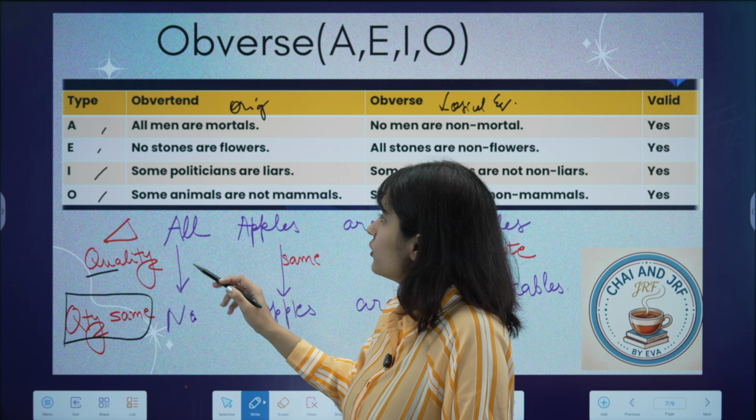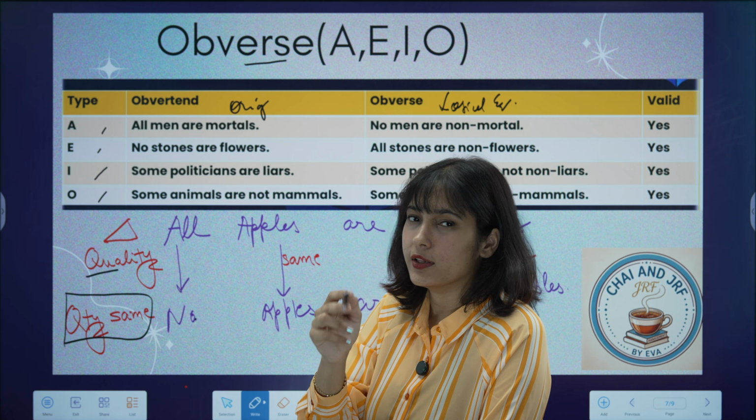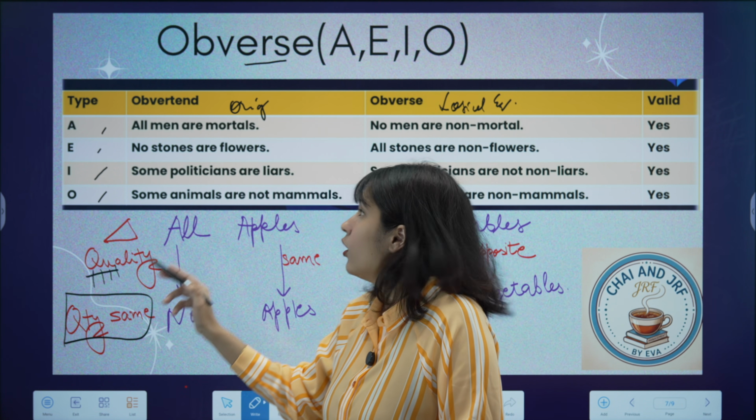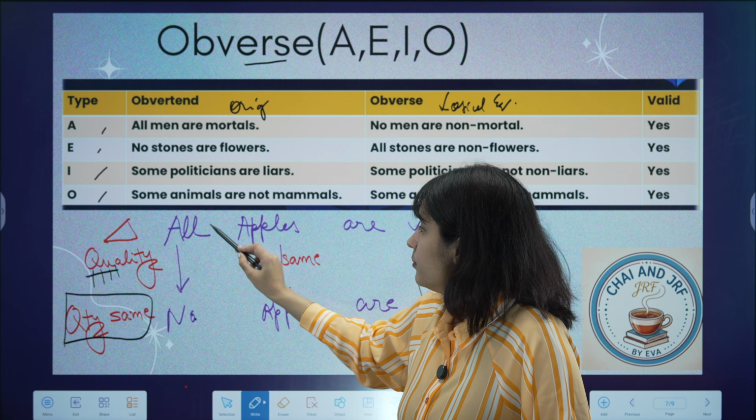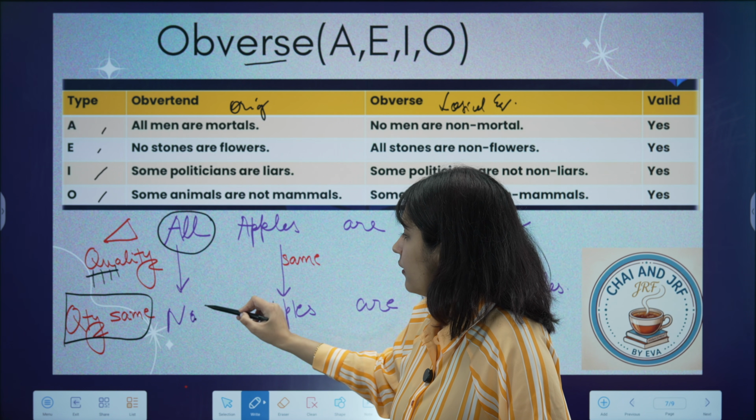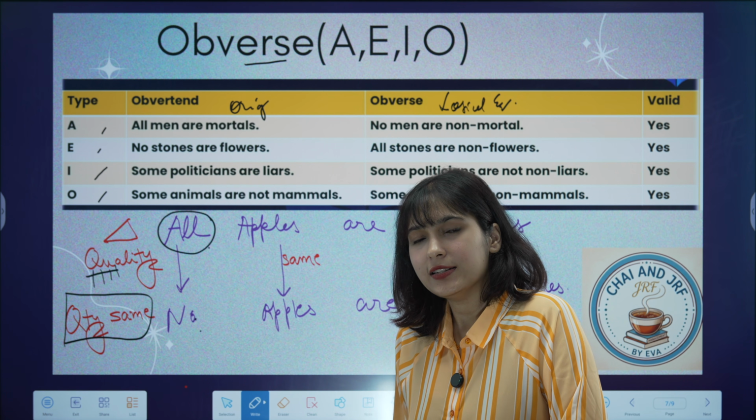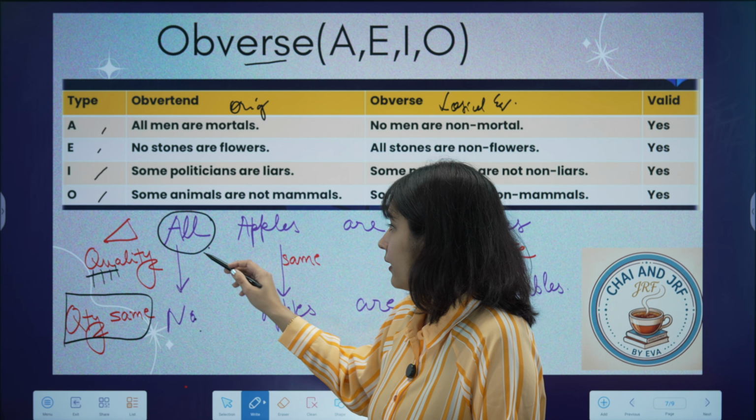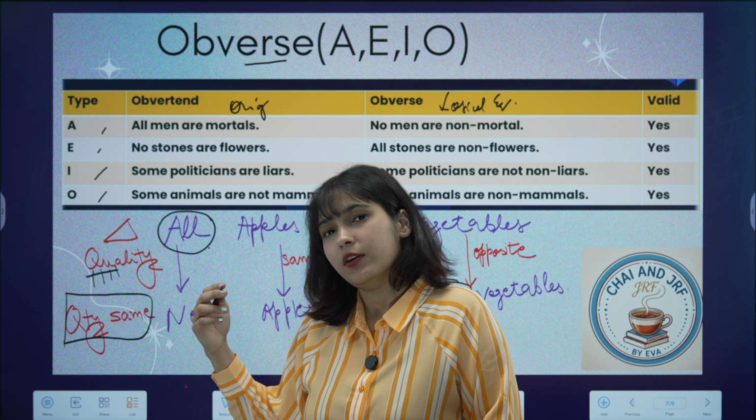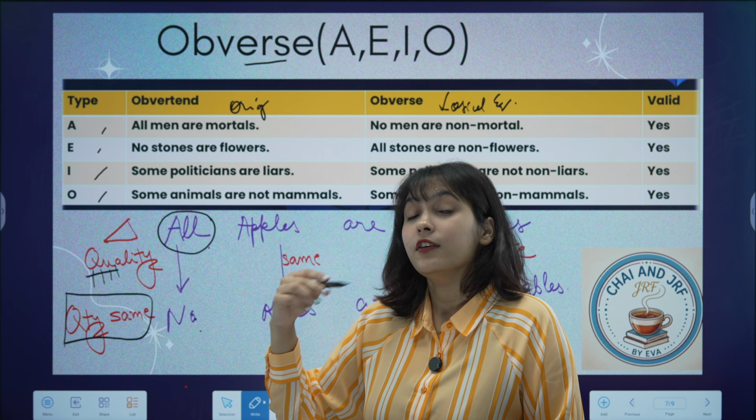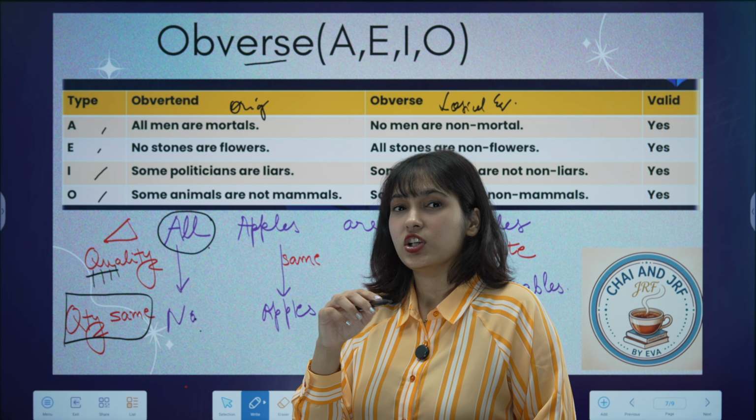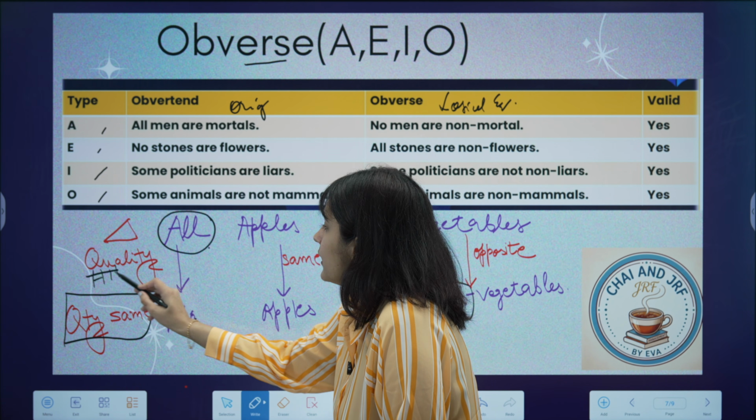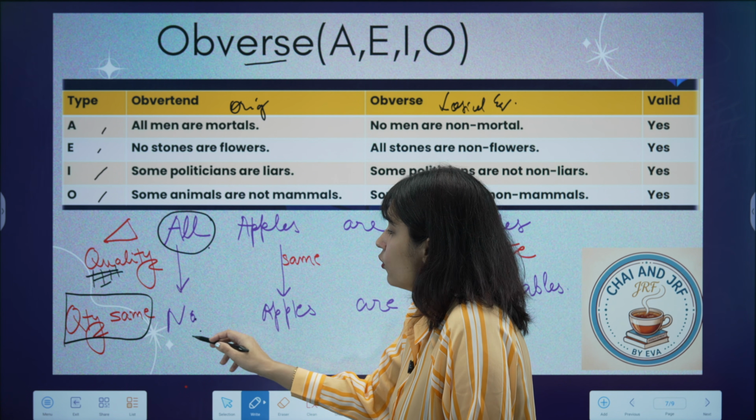So this is how we are going to, in obverse, always remember that in obverse we are going to change the quality of that proposition. So we will be changing its quality from all to no. If I say change its quantity, what are we going to do? Then we would write it as all to some, if I talk about changing its quantity instead of quality. But here we are focusing on quality only, so that's why we are changing it to no.